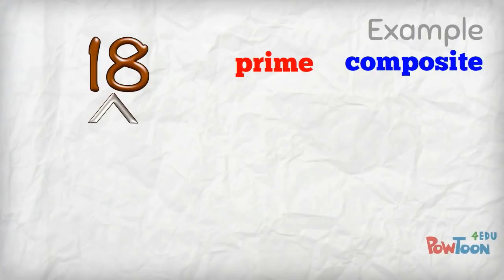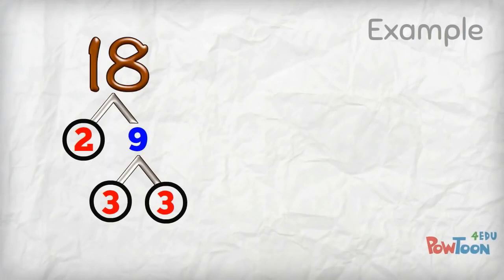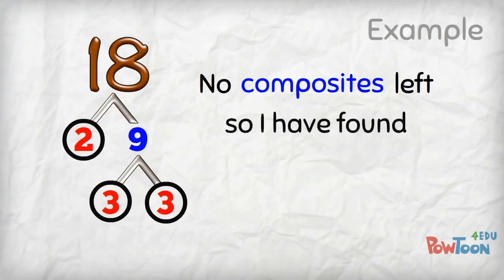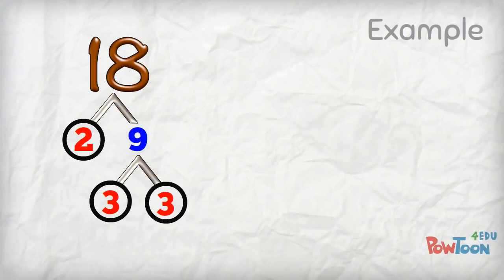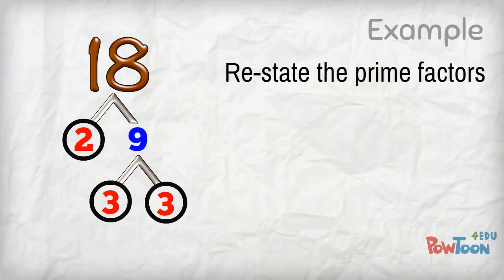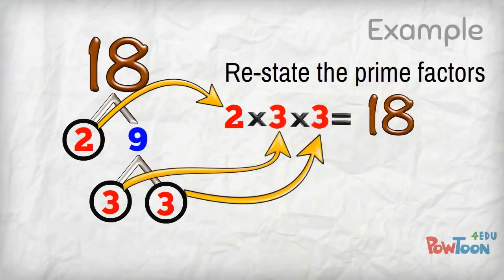I say to myself, 18 comes from 2 times 9. I circle 2 as a prime number. I will come back to it later. 9 is a composite number, so I split it down. I get 9 from 3 times 3. 3 is a prime number, so I circle both of them too. I have no composite numbers left, so now I know I have found all the prime factors. Next to the factor tree, I restate the prime factors. 2 times 3 times 3 is 18.